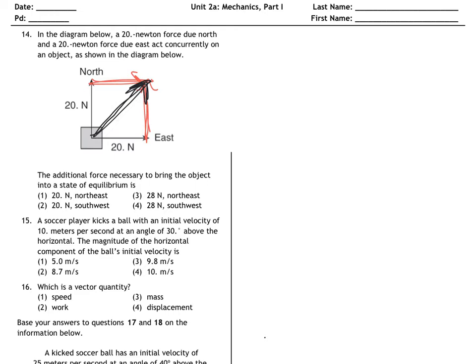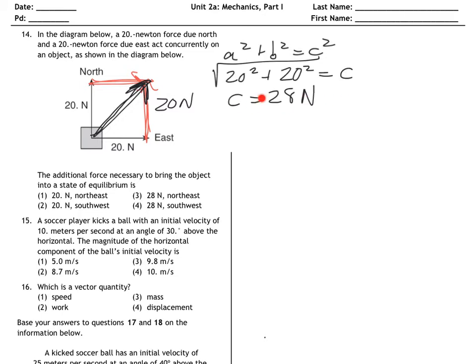We can also use the Pythagorean theorem at this point because we know that this side is 20 newtons. So we can use the Pythagorean theorem to solve for the hypotenuse or the resultant force. So a squared plus b squared equals c squared. But I want you guys to pause the video and solve for this. After some careful math, you'll find that the value for c is 28 newtons. And the direction for that would be northeast. But this question asks about equilibrium, and for equilibrium, we're going to need not the resultant force, but the equilibrant force.